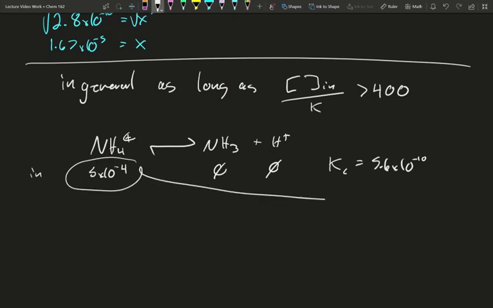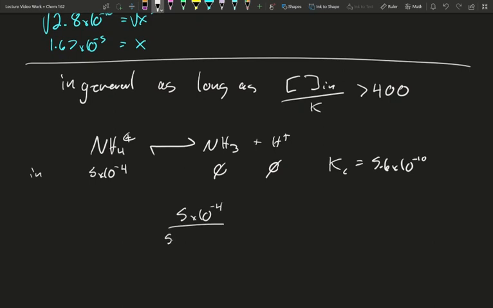In this case, our starting concentration is much closer than the original 0.5 was. However, it still may be far enough away. 5 times 10 to the minus 4 divided by 5.6 times 10 to the minus 10, we are 6 orders of magnitude different here. This should play out far more than 400 different. And if we calculate it out, we'll find out that it is a ratio of 892,857. So this is still far greater than 400. We could still make the simplifying assumption even using a 0.5 millimolar solution of ammonium.